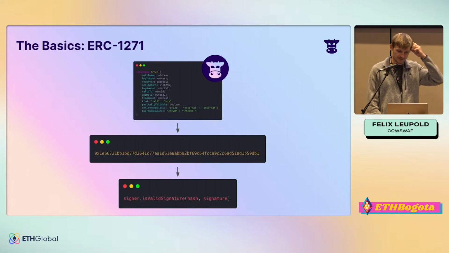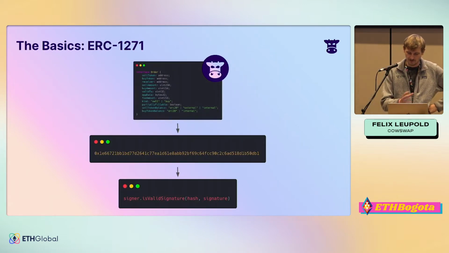And so, yeah, basically, if we go back to the order struct, we again take our concrete order that we want to sign, we compute the hash, and then the thing that gets passed into our smart contract is, we basically invoke isValidSignature with that hash, and whatever we decide to pass in as a signature.